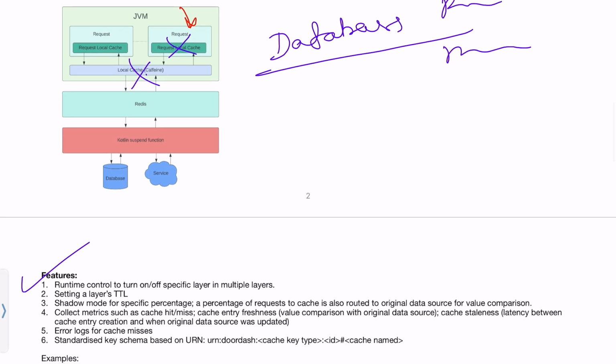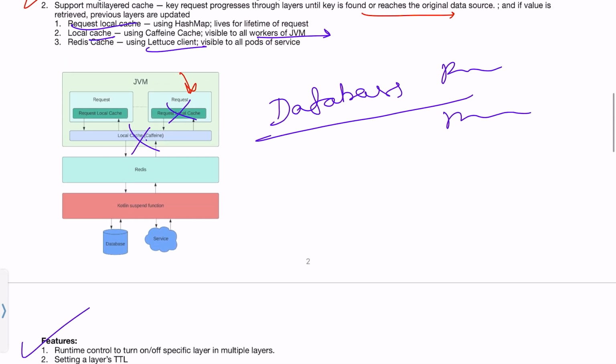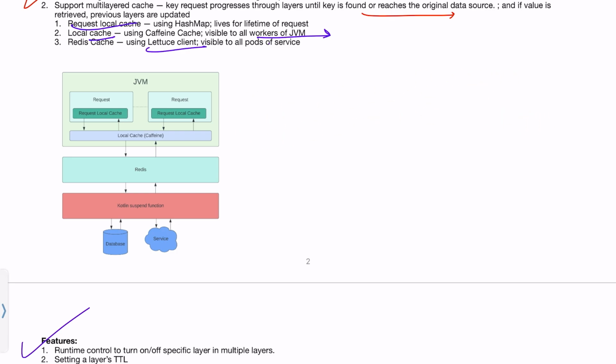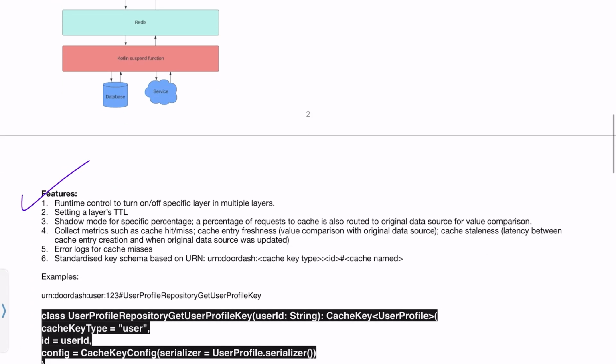Okay, setting layers TTL. How much time does it take to remove the data, or consider data as stale? Okay, so that's the TTL which you can define, and it can be defined at each and every layer. Great. Another thing, shadow mode for specific percentage.